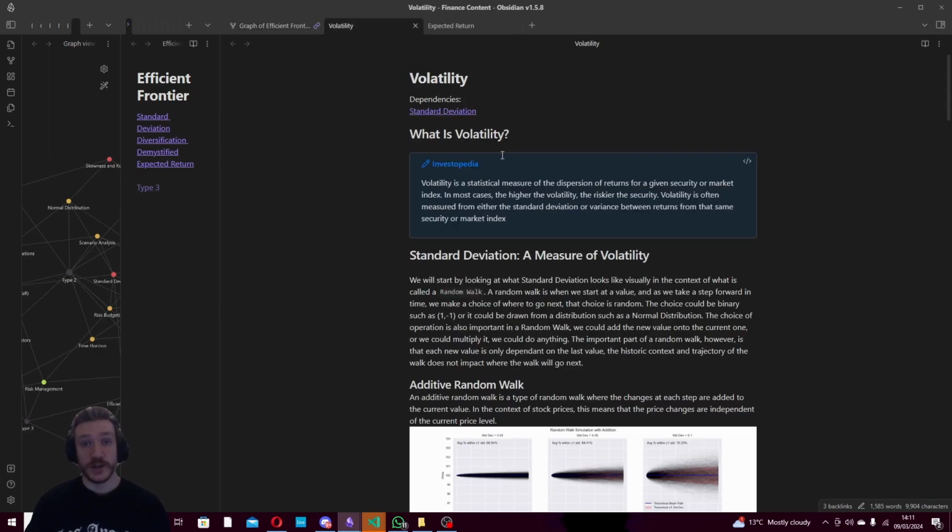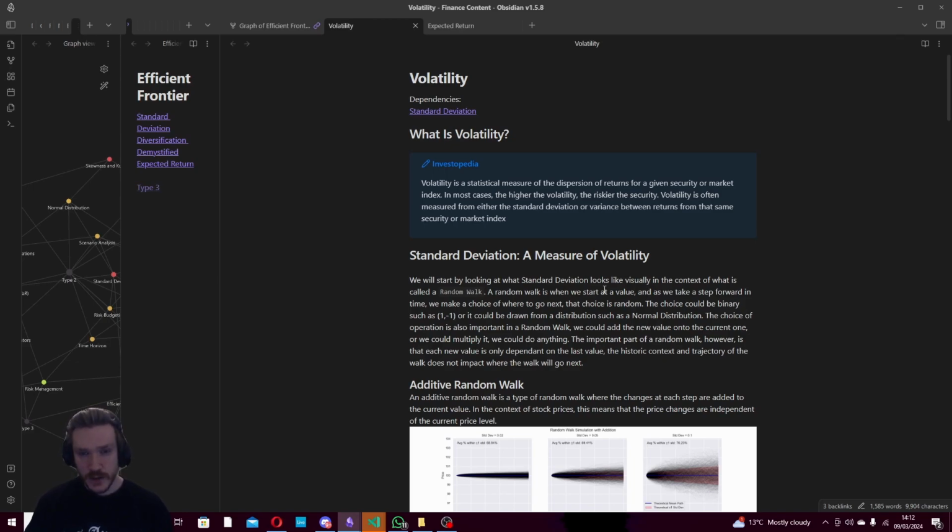So volatility, no bells and whistles. I've just taken a definition straight from Investopedia, which is a great resource, by the way. I'll leave a link in the description. Volatility is a statistical measure of the dispersion, which is basically just another name for the spread apart of returns for a given security or market index. In most cases, the higher the volatility, the riskier the security. Volatility is often measured from either the standard deviation or variance between returns from the same security or market index.